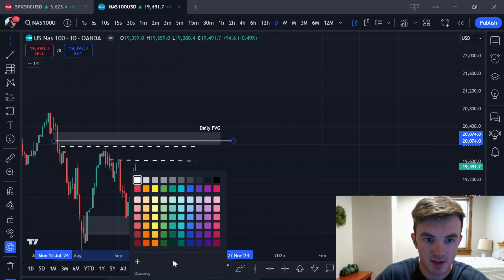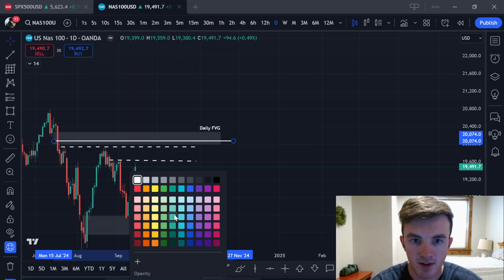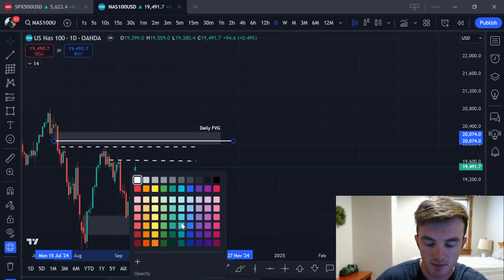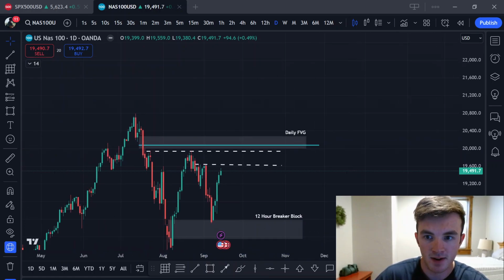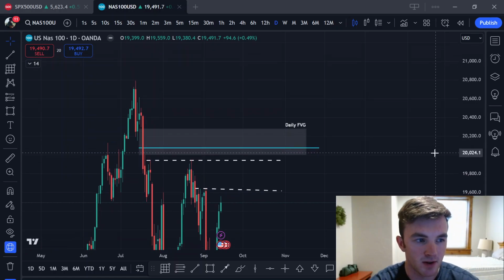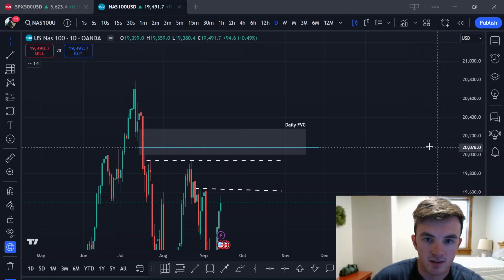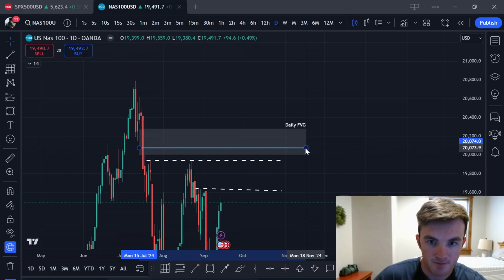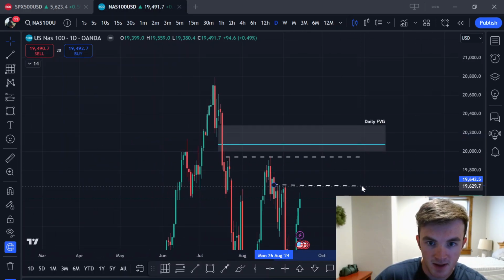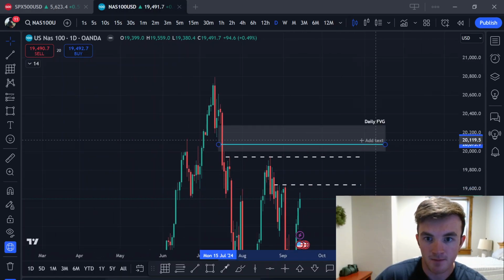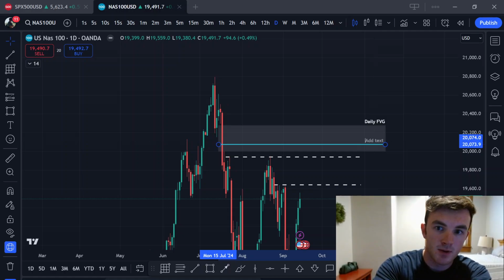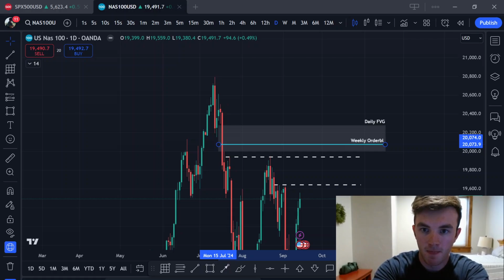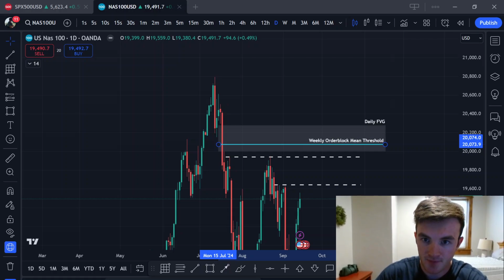If you guys don't know what a mean threshold is, I will make a video on mean threshold soon, both on my TikTok and YouTube. But essentially, it's just the midpoint of an order block measured from the candle bodies. And you just measure it, take the midpoint, don't include the wicks. And a lot of times it holds pretty well. So you have this order block mean threshold.